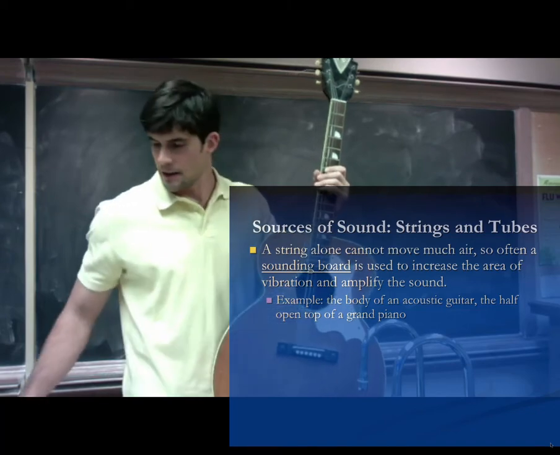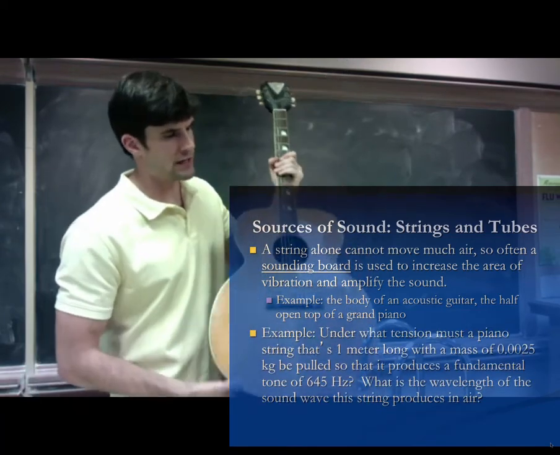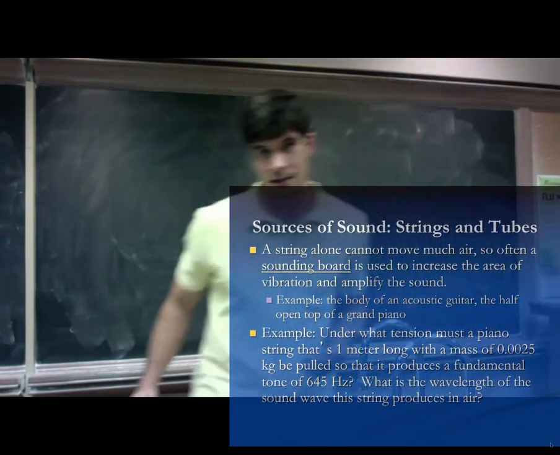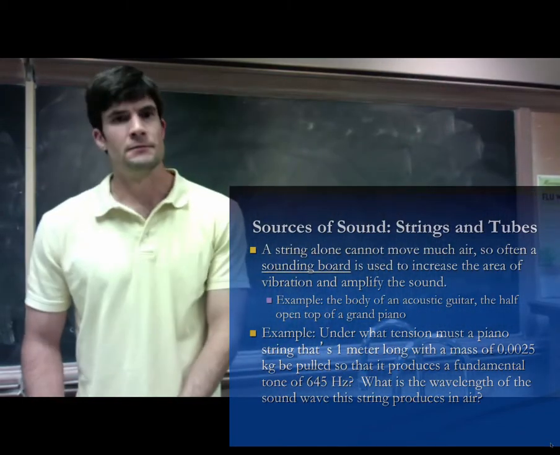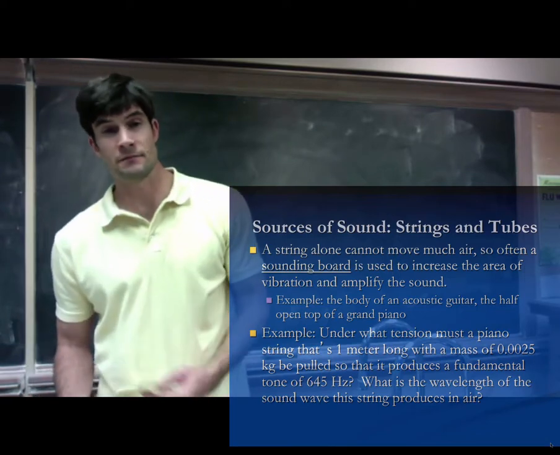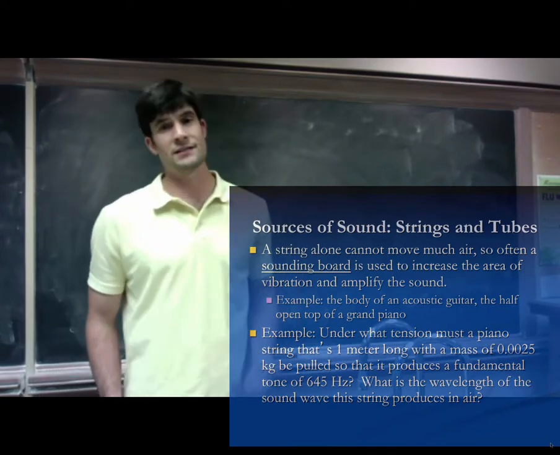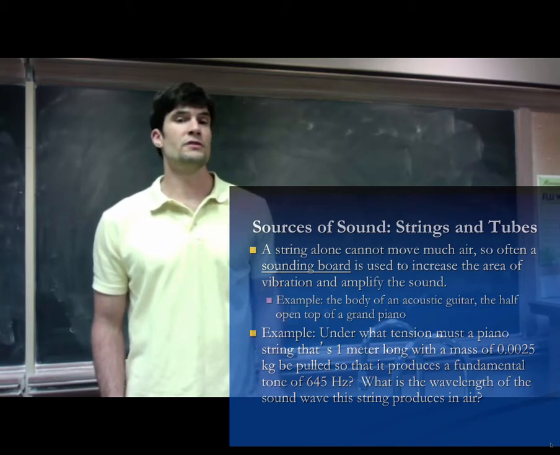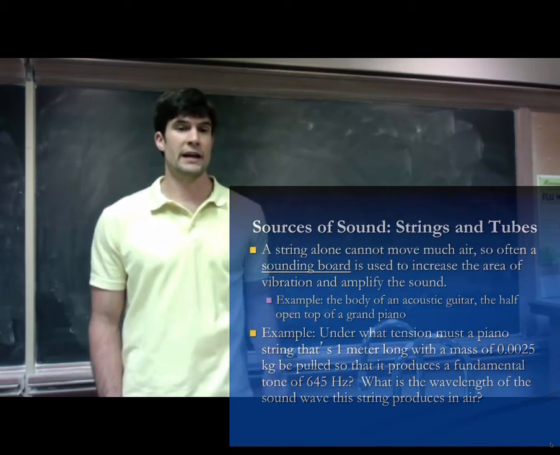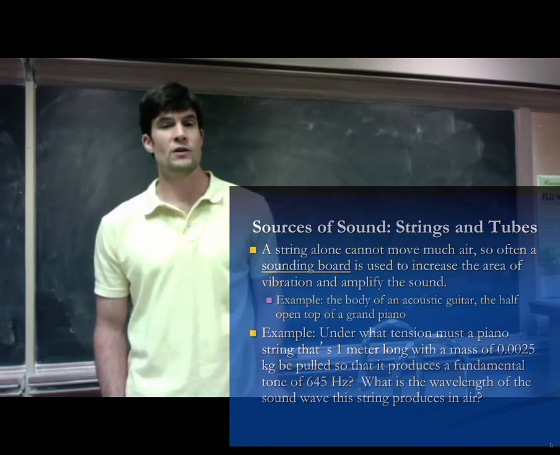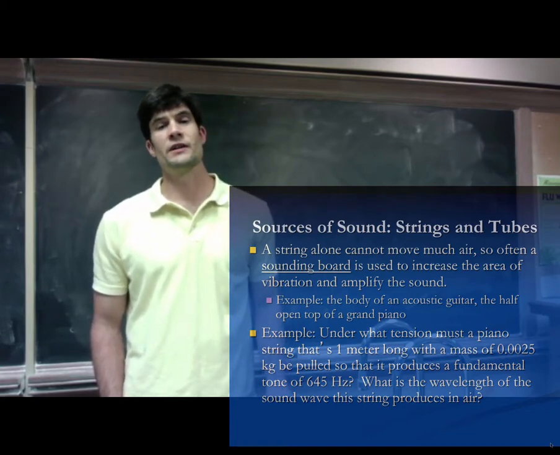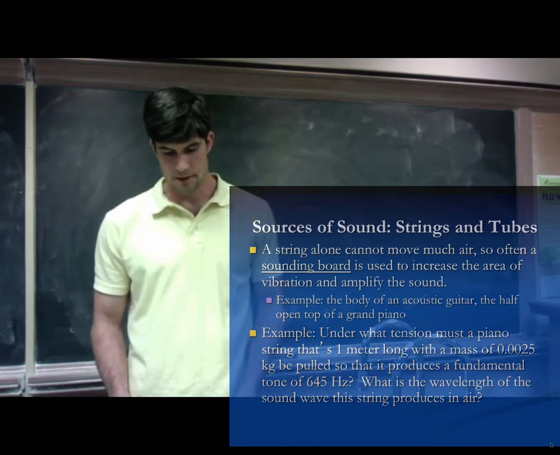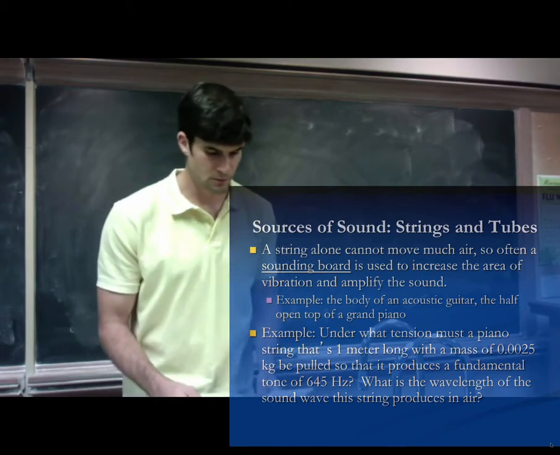All right. So let's look at an example. This will mainly draw on stuff we looked at in the last chapter. Under what tension must a piano string that's 1 meter long with a mass of 0.0025 kilograms be so that it produces a fundamental tone of 645 hertz? And then what is the wavelength of the sound wave that this string produces in air? And we're going to assume that the air is at room temperature.